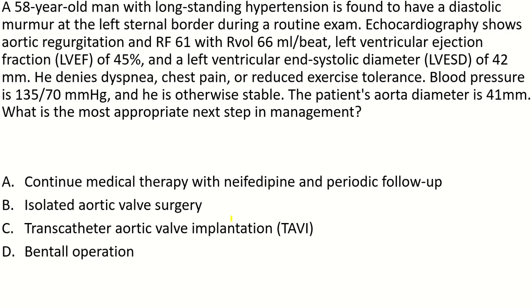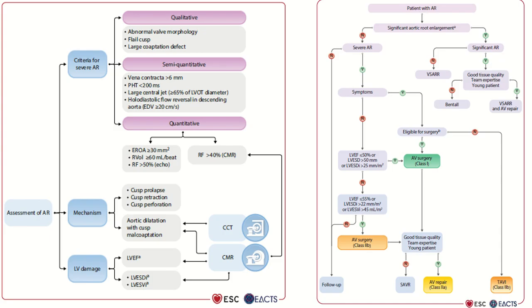The question asked about what is the most appropriate next step in management. So for this case, before answering, we have to review the aortic regurgitation guidelines. The guidelines demonstrate that to quantitatively assess a patient to have severe chronic aortic regurgitation, you have to have effective regurgitant orifice area above 30, which is the size of the hole that regurgitates blood, and regurgitant volume of more than 60 mL per beat, and regurgitant fraction above 50. If you get this, you will diagnose severe aortic regurgitation.